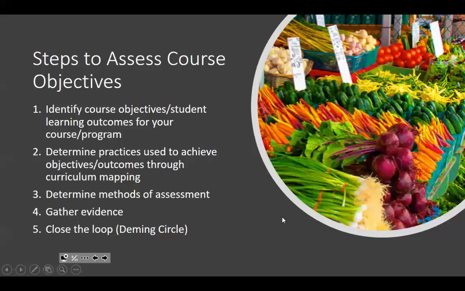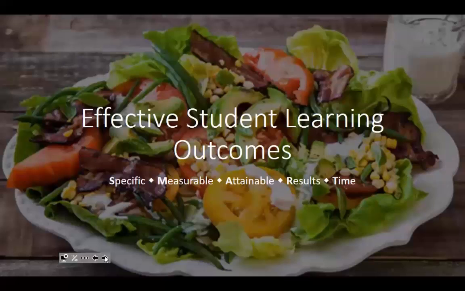Okay, thank you. All right, so now we are going to talk about the effective student learning outcome. And this is going to lead us up to our first set of activities. So SLOs are SMART. They are specific, measurable, attainable, they focus on student results, and they are timely, meaning there is a criteria of time under which the objective has to be mastered.